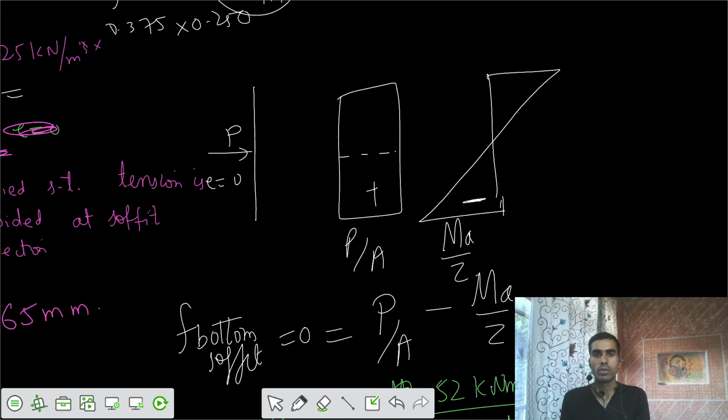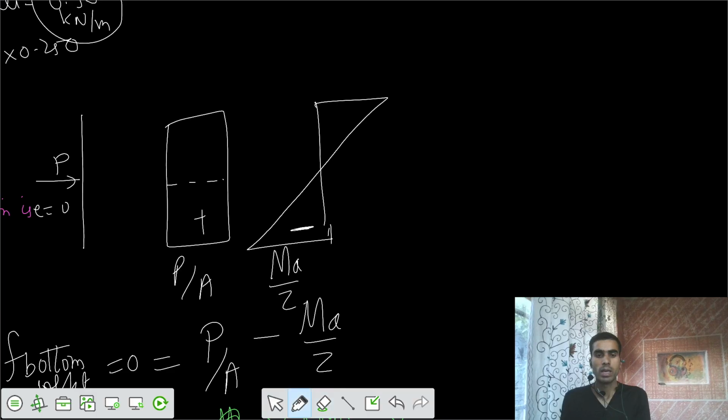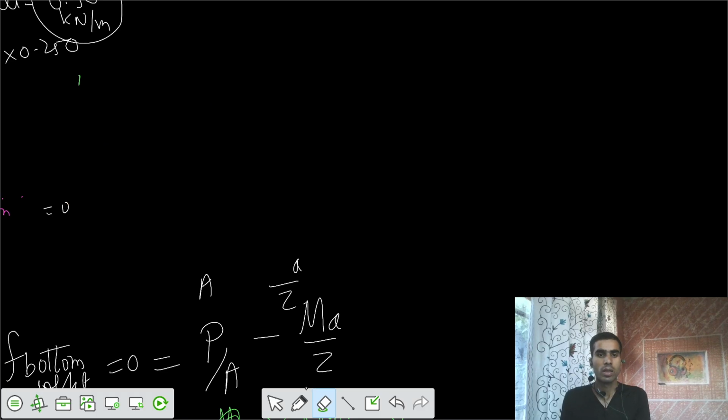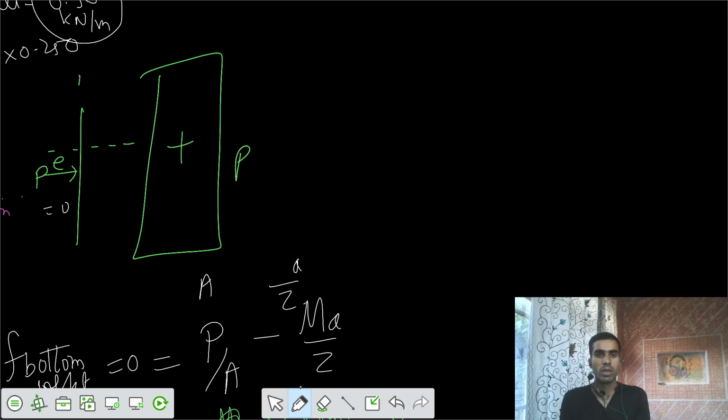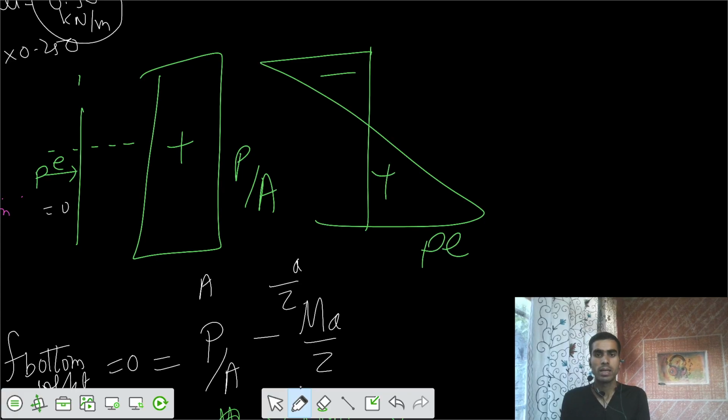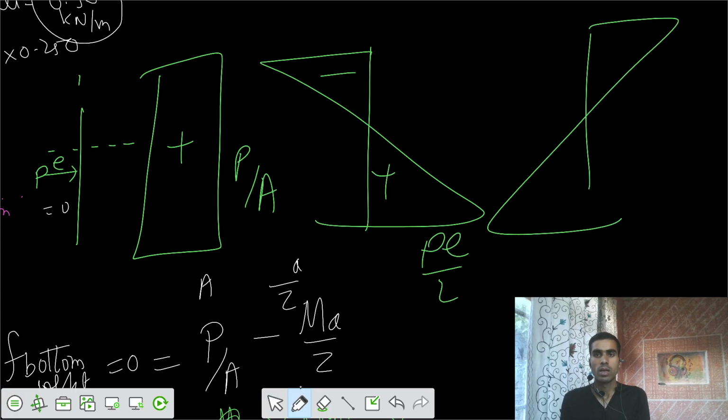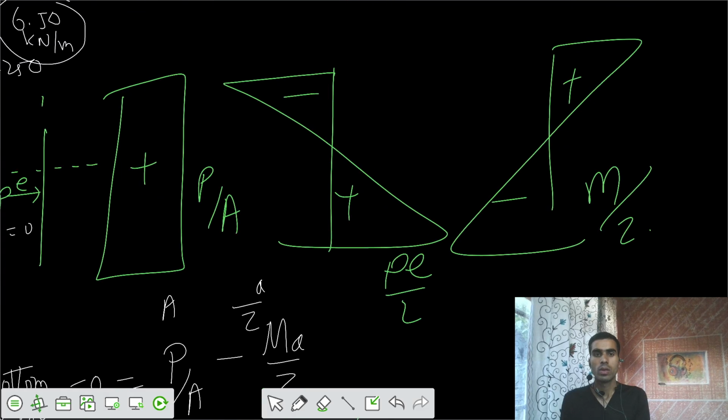So for that, your diagram would have some extra part also. Let's say there's some neutral axis somewhere here. Let's remove this. Let's have the diagram again. I would say this is our neutral axis and there's some eccentricity for P. One of the stresses would be P by A, the second stress would be minus plus PE by Z, and the third stress would be plus minus M by Z. We already calculated these two. Now we need the value of P.